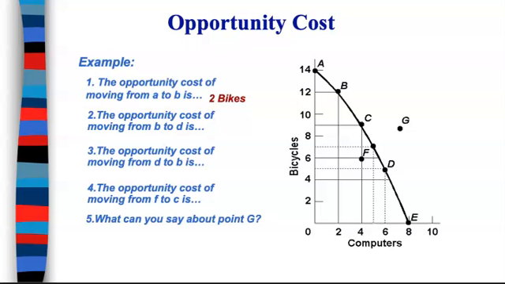Now, there's 2 things that are important. Number 1, I've identified the numerical amount that I'm giving up, but I'm also identifying which item I'm giving up, 2 bikes. Go ahead and pause the video and do 2, 3, 4, and 5 on your own. We'll come back in just a second with the correct answers.